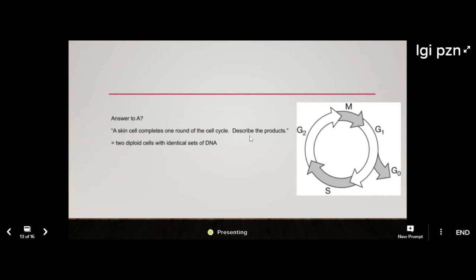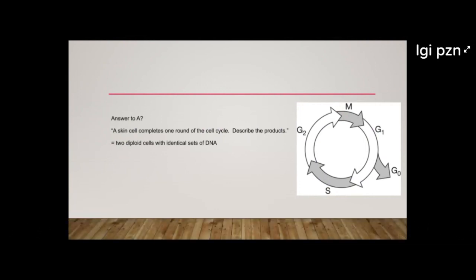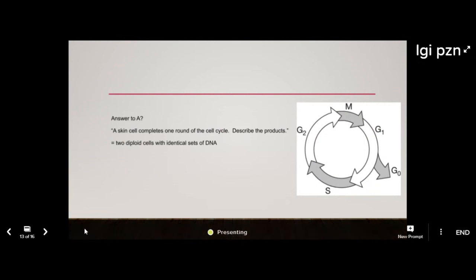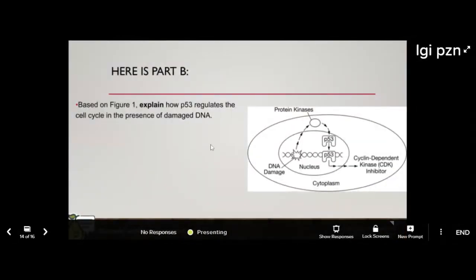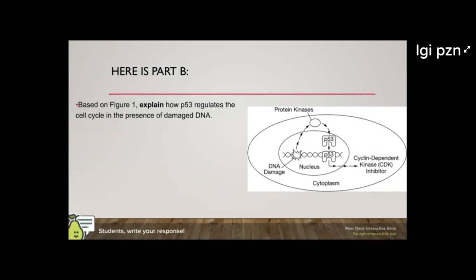So a skin cell completes one round, 2 diploid cells with identical sets of DNA. If you added the word diploid, bonus, right? If you just said identical sets of DNA, you've got it. Okay, try this one. Now, based on the figure, explain how P53, which is a protein, regulates the cell cycle in the presence of damaged DNA.